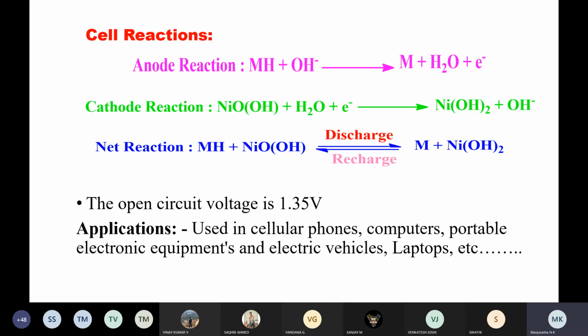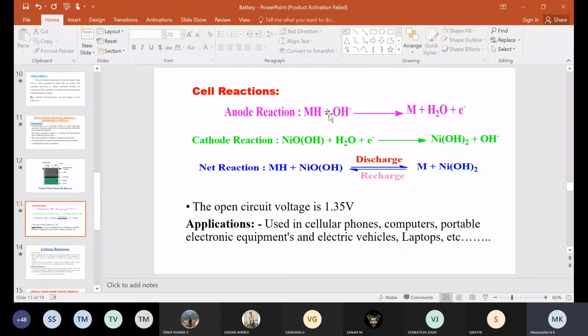Is it clear for you? Any doubt in this construction and working of the nickel metal hydride battery, you can ask now. In your syllabus, you have two examples. One is the nickel metal hydride battery, another one is the lithium ion battery. For these two batteries, you will get 7 marks without fail for construction and working.